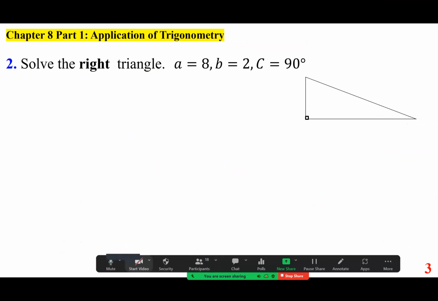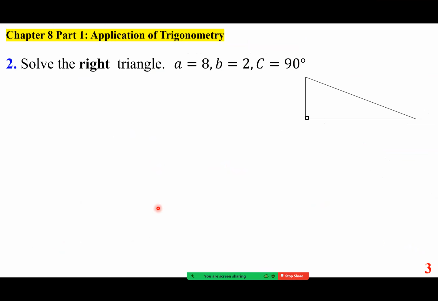We want to solve the right triangle. Remember, solving means we want all sides, all angles. A is 8, B is 2, C is 90 degrees. So that's what we have.